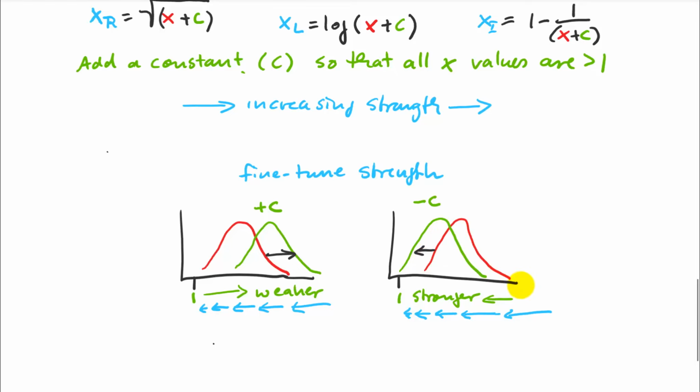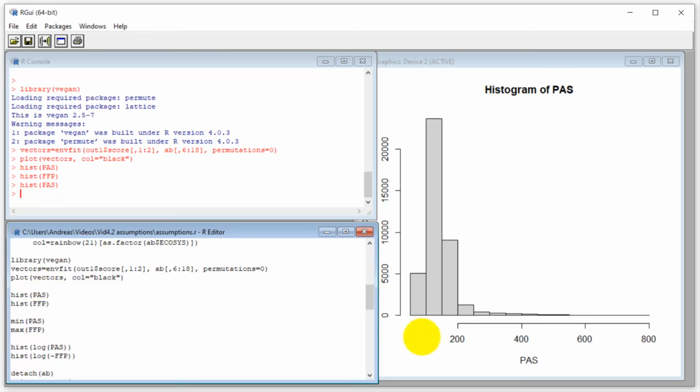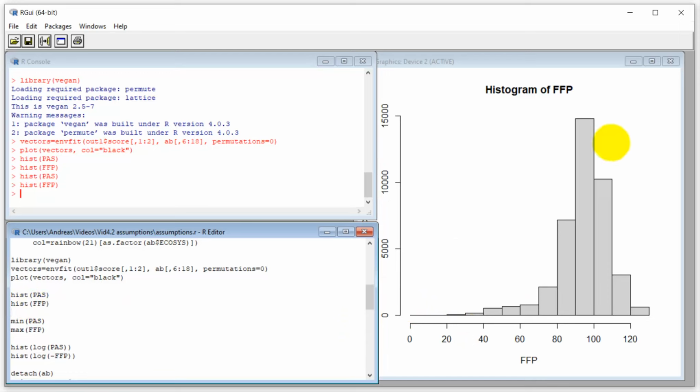So if the red one is the original distribution and you shift a little bit closer to 1 by subtracting a constant, or the other way around, if your original values are shifted away from your minimum value of 1, that weakens or that strengthens the transformation as well. So let's go back to R and see if we can implement this. So we did have a look at the histogram of precipitation as snow, and that's positively skewed, so we might want to apply something like a straight log transformation. And this one here is an example of a negatively skewed distribution, so we have to flip this one.